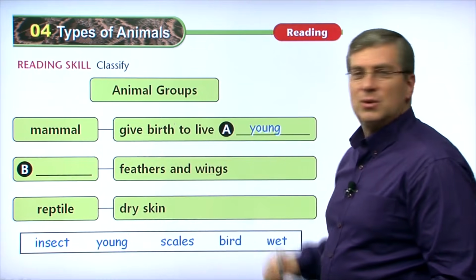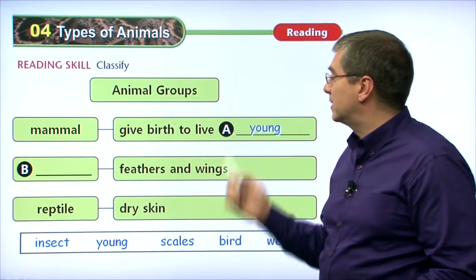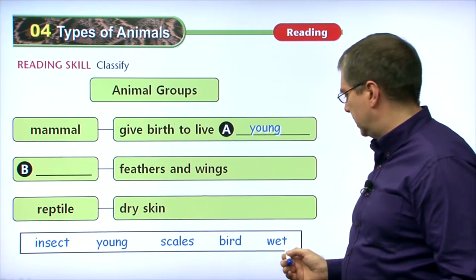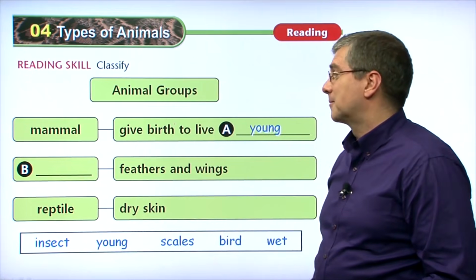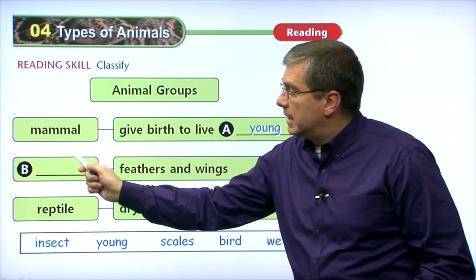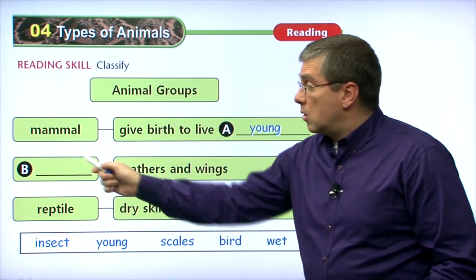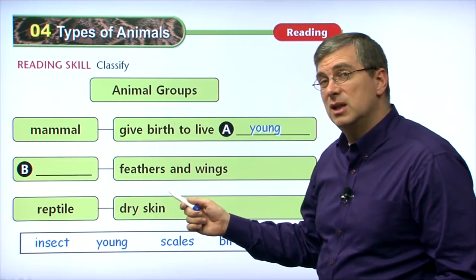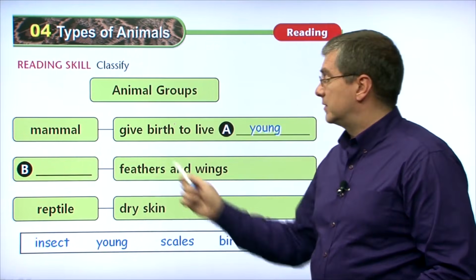Okay, I'm sure that's what we learned about mammals, right? We learned that that's one of the characteristics about mammals, that they give birth to live young. Not to insects, not to scales, not to birds, and not to wet. Okay, young is the only one that really fits there, right? Now over here, the question is in the category B. What is it? We don't know. We have to look at the characteristic, kind of like the definition, to figure out what is the category over here. Let's take a look.